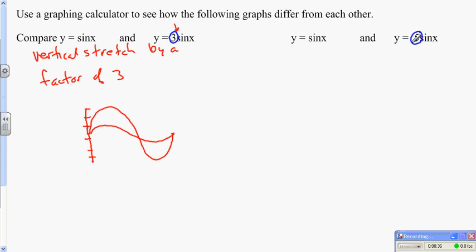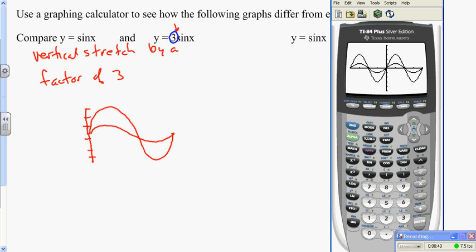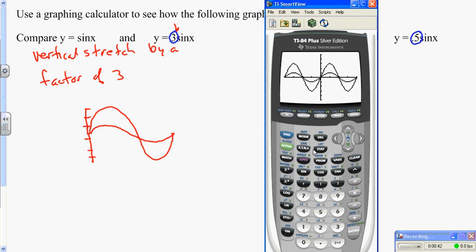Okay, what happens when it's 0.5? Well, if we plug that into our calculator, and I go y equals, and we go to 0.5, and you graph it, it seems to have been squished, so to speak. Now the period has not changed at all.